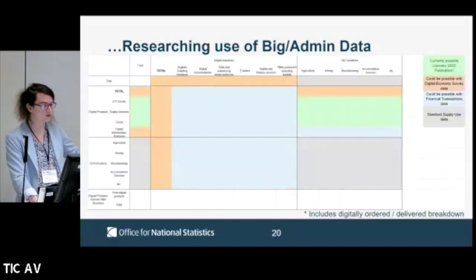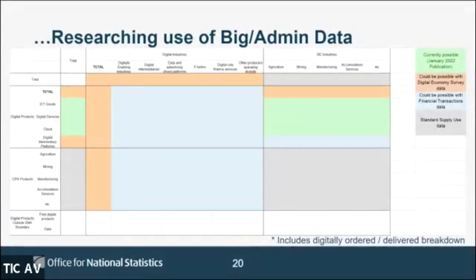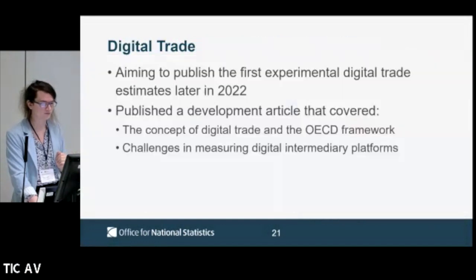But in the future, we're planning to use this in order to produce some of those cross tabulations. So at the aggregate level, we use the conceptually stronger survey data to give us some of our aggregates. And where we're aware that there are more conceptual issues, but there's more granularity, we're going to tie those two together, using the granularity from the admin data to break down some of those totals from the survey data, to populate some of those cross tabulations. And I should note that this would also hopefully give us a breakdown for digitally ordered and digitally delivered, at least for those aggregate totals.